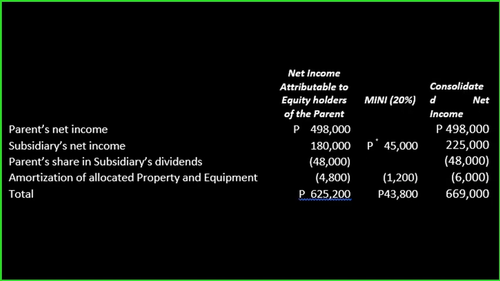Okay, wait lang ha. Saan po nanggaling yung 43,800? Ayun, advance kasi. Ayan, so you have 45. Saan po nanggaling tong 45 na to? That's 225 times 20%. And then you have 20% of 645 minus 1, 2, you get 43,800. And your consolidated net income is 669. Okay, coming from the total of these two.